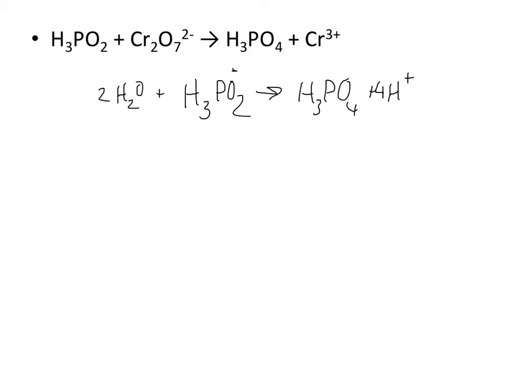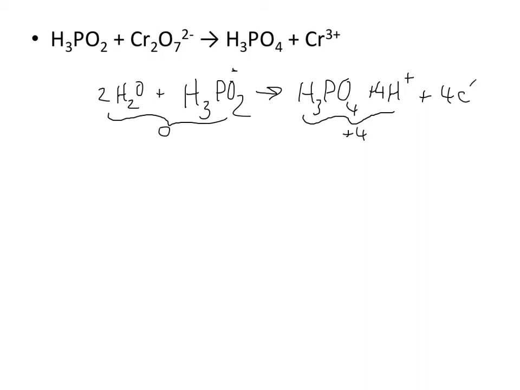So now all we have left to do is to balance the charge. If we sum up the charges on the left, we get a total charge of 0. On the right, we get a total charge of positive 4. So that means the right side is more positive. We're going to add 4 electrons.